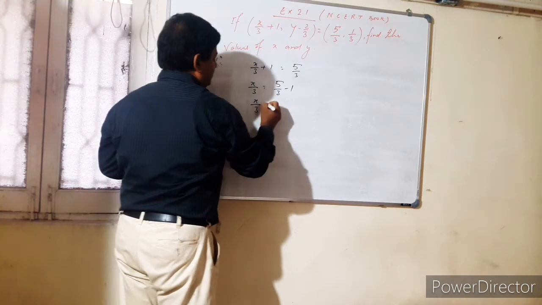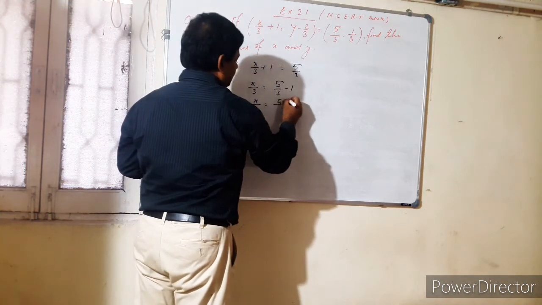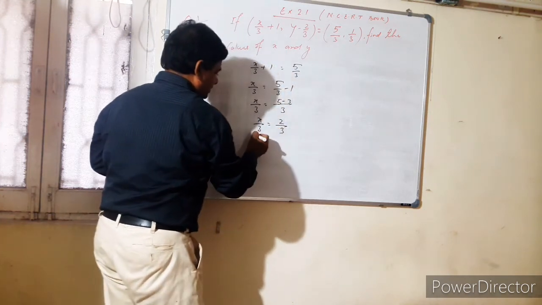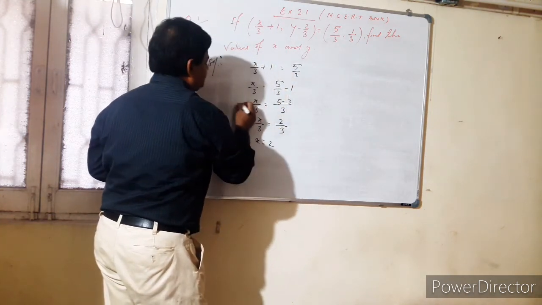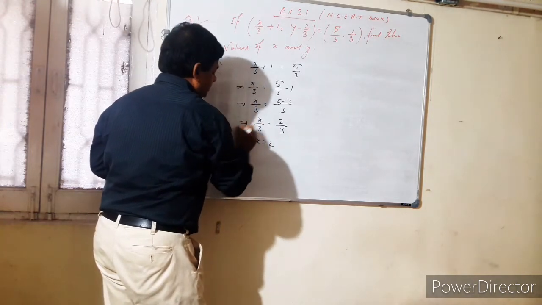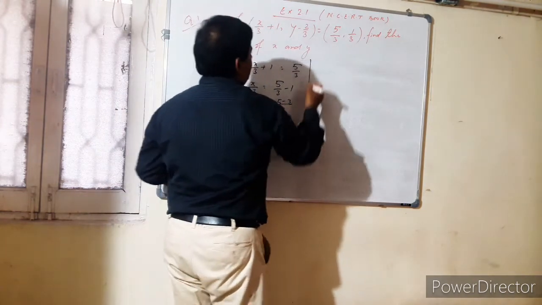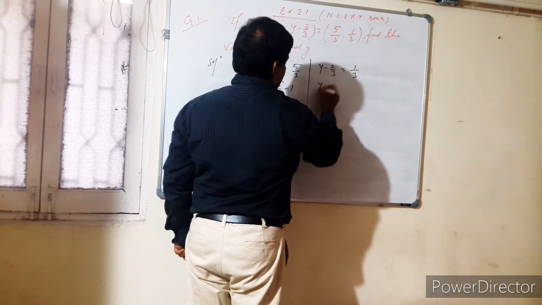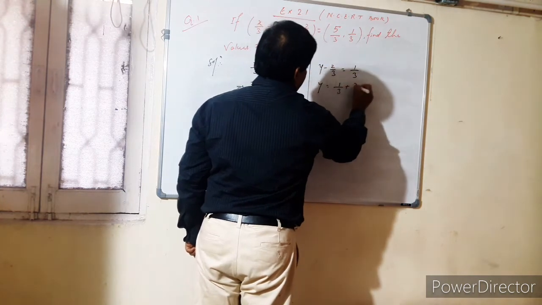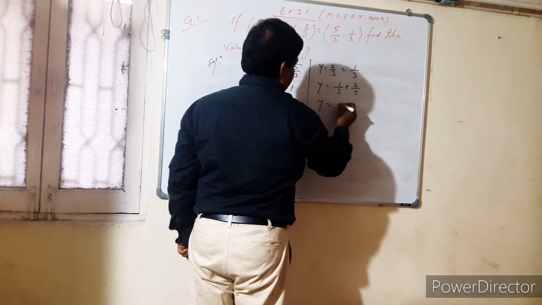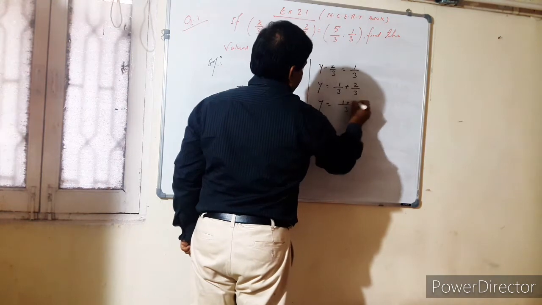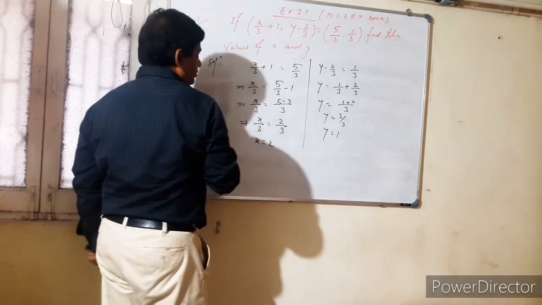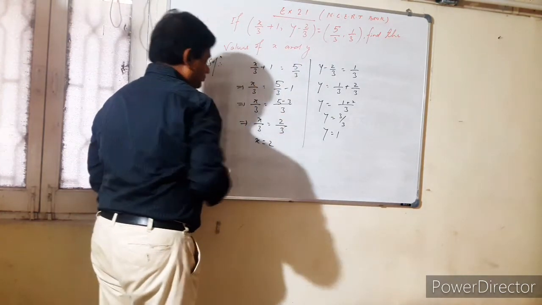So x by 3 is equal to, here LCM is 3, 5 minus 3. So x by 3 is equal to 2 by 3. So 3 cancel, x equal to 2. So you will get x equal to 2. Similarly here y minus 2 by 3 is equal to 1 by 3. So y is equal to 1 by 3 plus 2 by 3. So y is equal to 1 plus 2, y is equal to 3 by 3, so y is equal to 1. So you got the value of x and y.